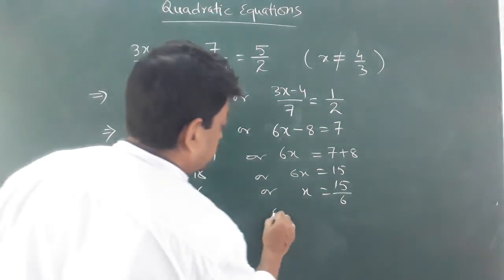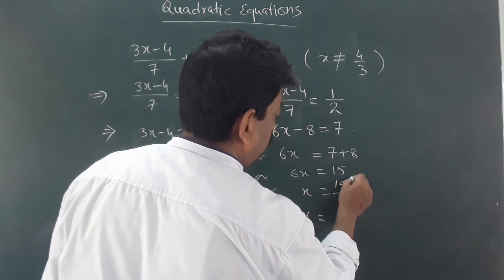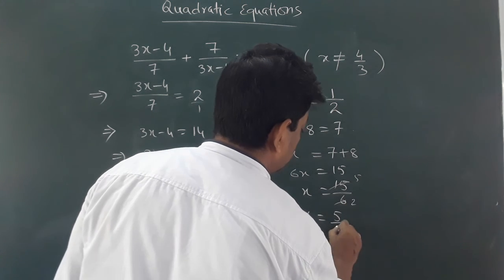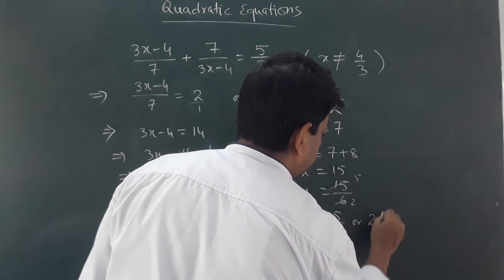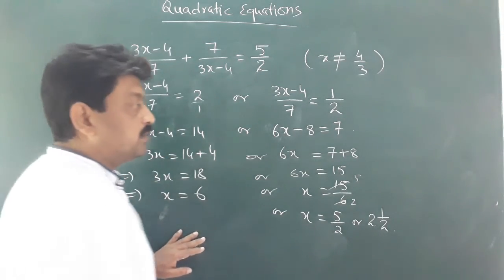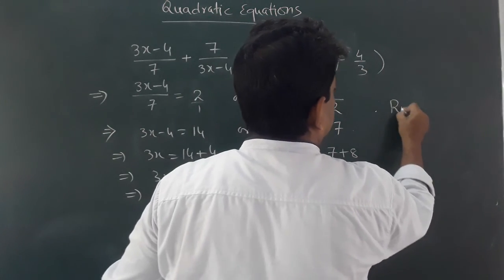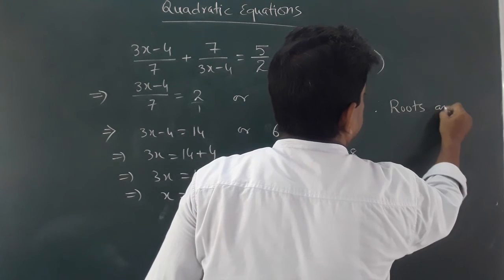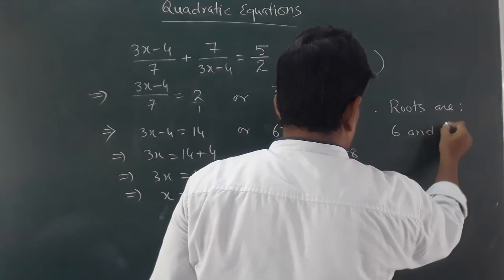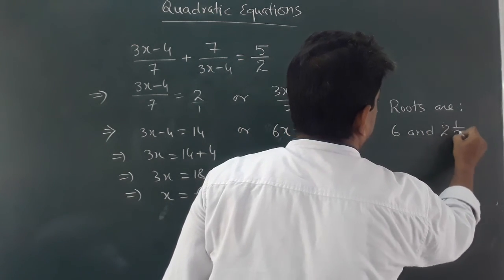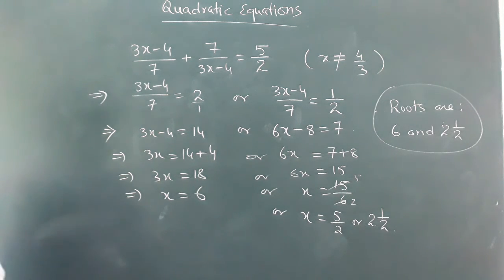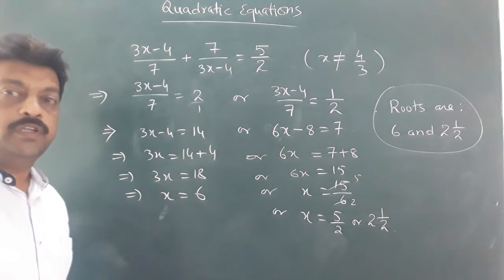That is x equals 5 upon 2, or 2 and a half. Okay, so we have got two roots of this quadratic equation. Therefore, roots are 6 and 2 and a half. These are the answers. Just go through it.